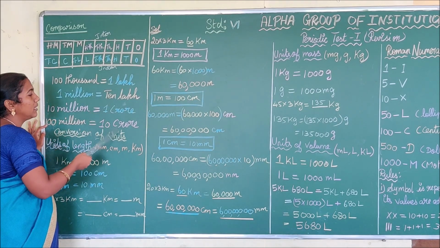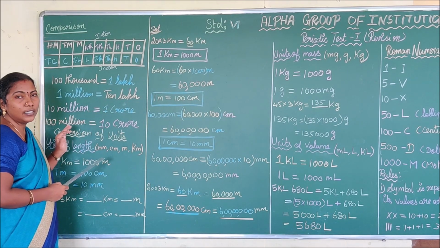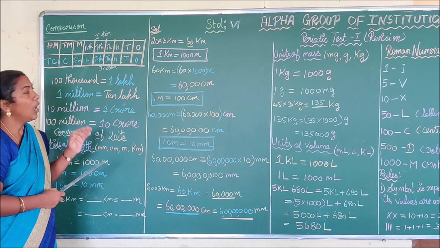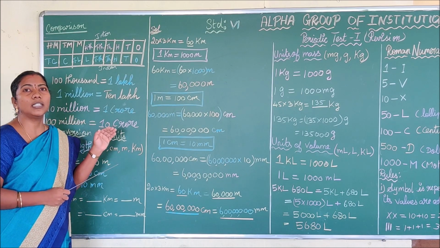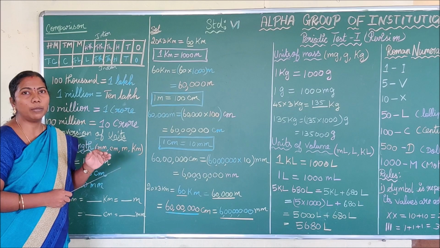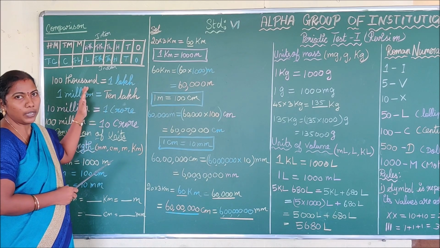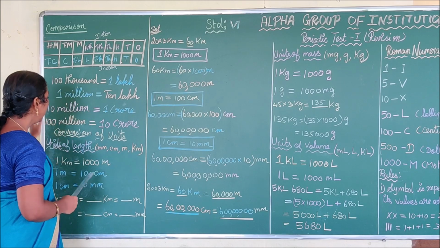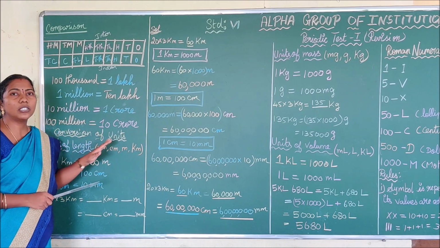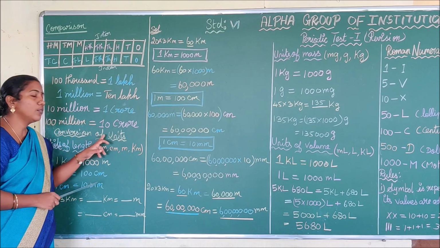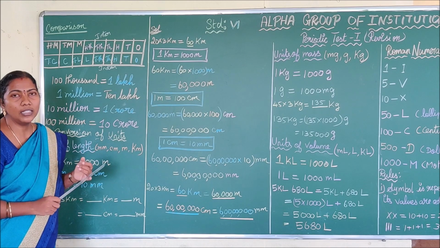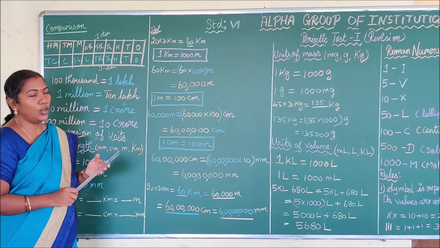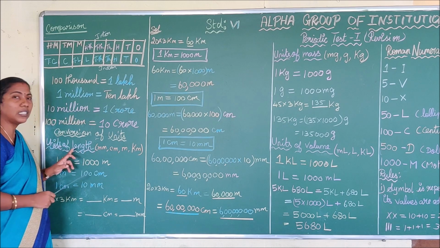These are the comparison formulas for the international system and the Indian system. And also you have to revise the sums in the unit test 1 question paper for this chapter. Okay, revise all the sums in the question paper. Next we are going to see conversion of units. In the conversion of units, we have units of length, mass and volume. First we are going to see units of length.